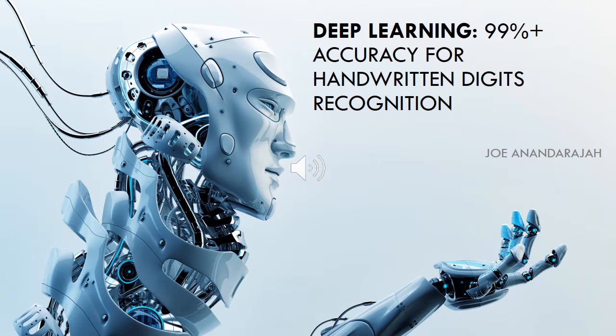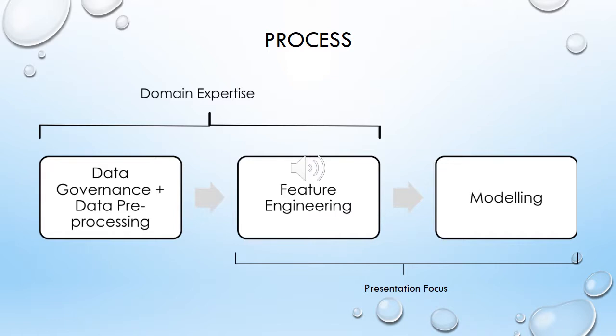In this presentation, I will use a relatively simple deep learning neural network to achieve more than 99% accuracy. Artificial intelligence and machine learning has three key components: data governance and pre-processing, feature engineering, and modeling. This presentation will focus on feature engineering and modeling.